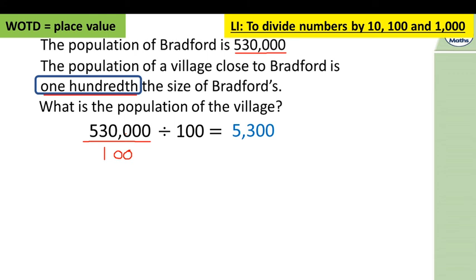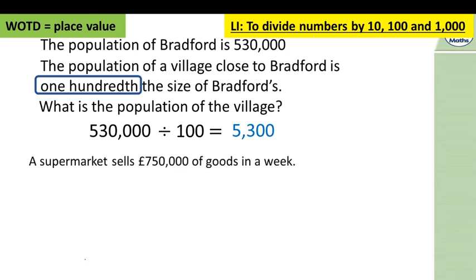Okay, so the answer is going to be 5,300 because I'm dividing by 100, and I know if I'm dividing by 100, I'm going to move 2 columns, 2 place value columns to the right, and I'm going to end up with 5,300.